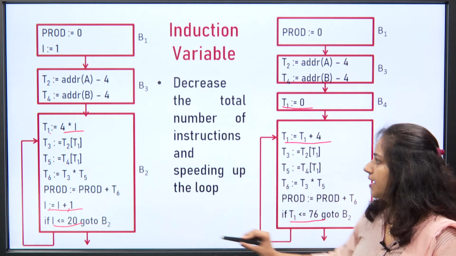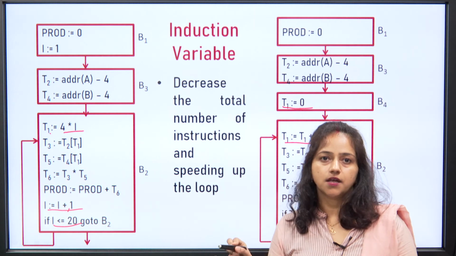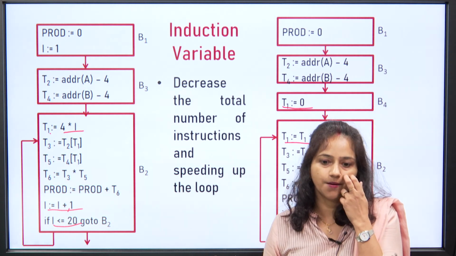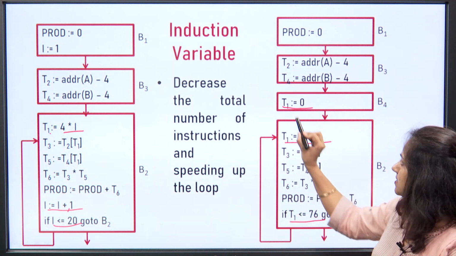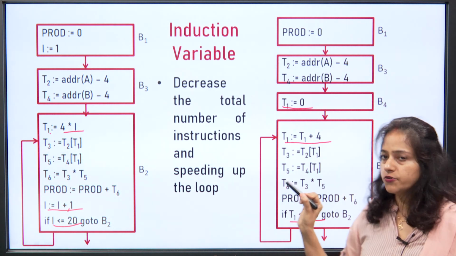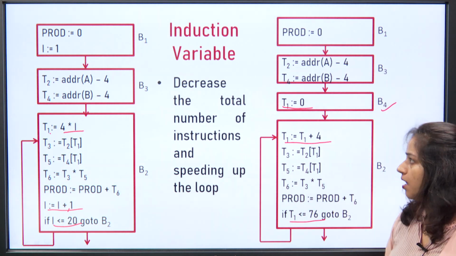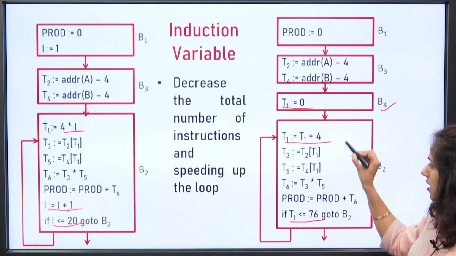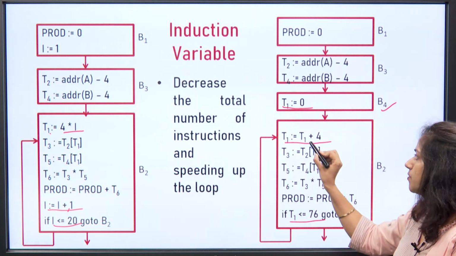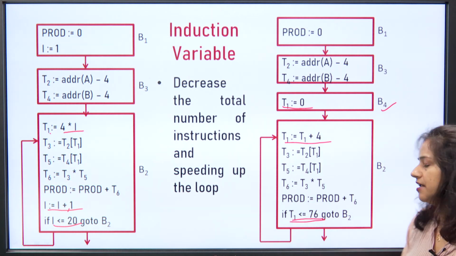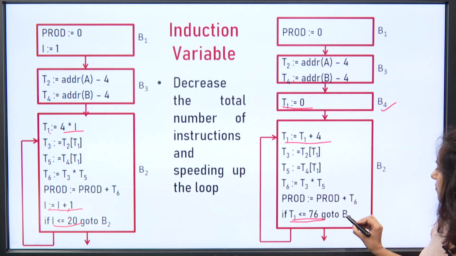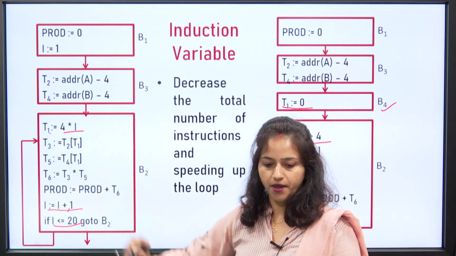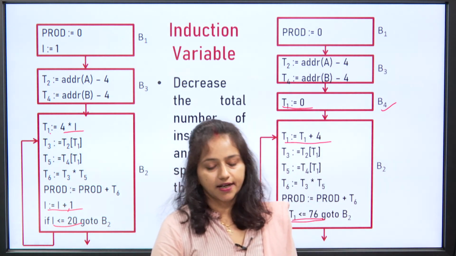Here, what we are doing is multiplying I by 4, right, and here we are adding 4 in T1. So, its meaning will be the same as this computation. So, we can initialize T1 outside the block. We can create a new block, B4, and in this B4 we can initialize T1 by 0, and then here we will make the change T1 is equal to T1 plus 4, and T1 less than or equal to 76, and then we will go to block B2 again. So, in that way we can deal with the inductive variable.